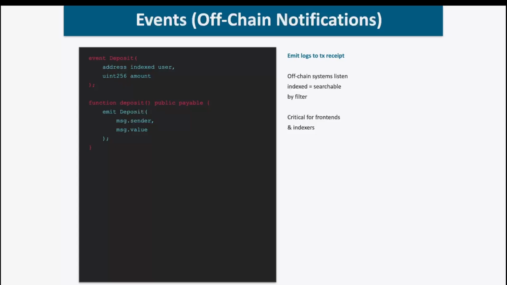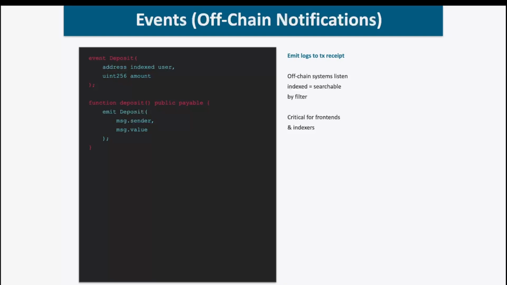Events are off-chain notifications. Smart contracts run on-chain. Users interact with them, send transactions, and trigger state changes. But there's a problem. Contracts can't push notifications. They can't call a webhook. They can't send you an email saying someone transferred your tokens. So how do off-chain systems like websites, mobile apps, or databases know when something happens?